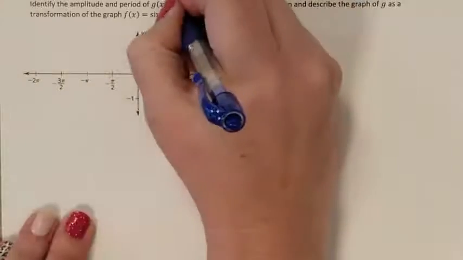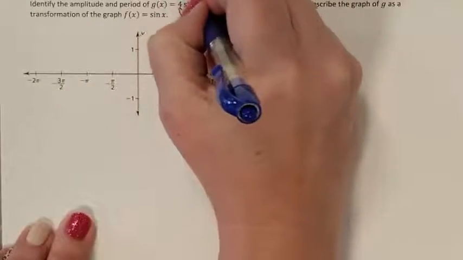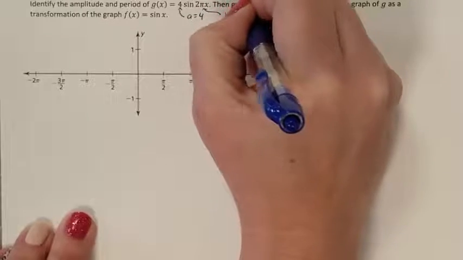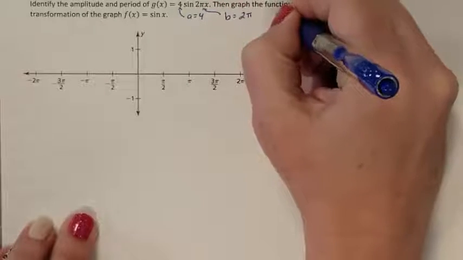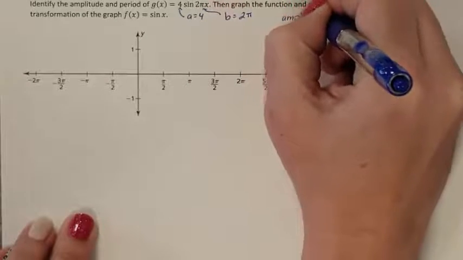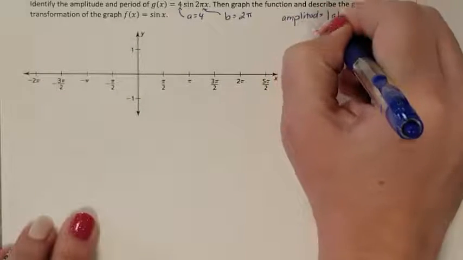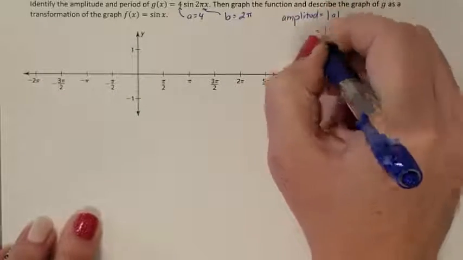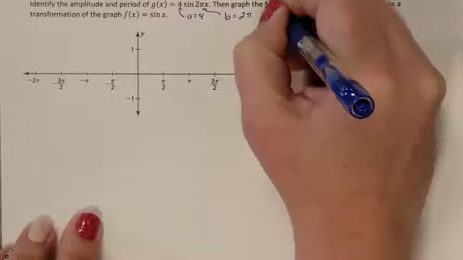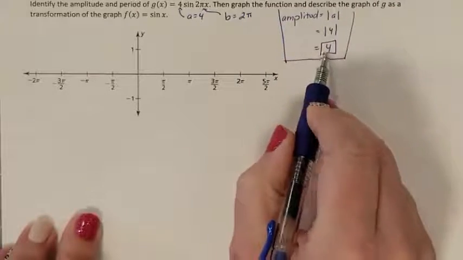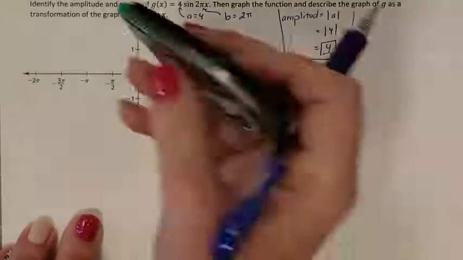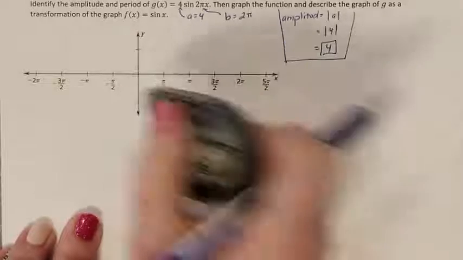Our last one. A is 4, B is 2 pi. So to be able to graph this, we need to find our amplitude, which is the formula, the absolute value of A, which means we have the absolute value of 4, which is 4, which means I need to be able to get up to 4 high, which means this y-axis is going to need to be changed.